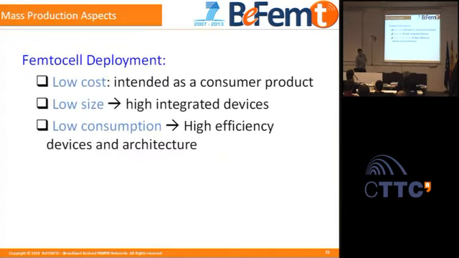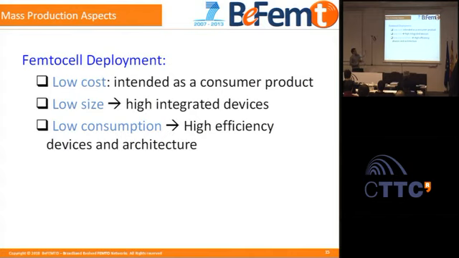In the mass production aspect, for the femtocell deployment, you have to take into account three main aspects: the low cost, the low size, and the low consumption. That is very important, the three of them. The low cost, because you have to succeed in the massive deployment, so you have to design cheap solutions, very cheap solutions, in order to have a competitive product.